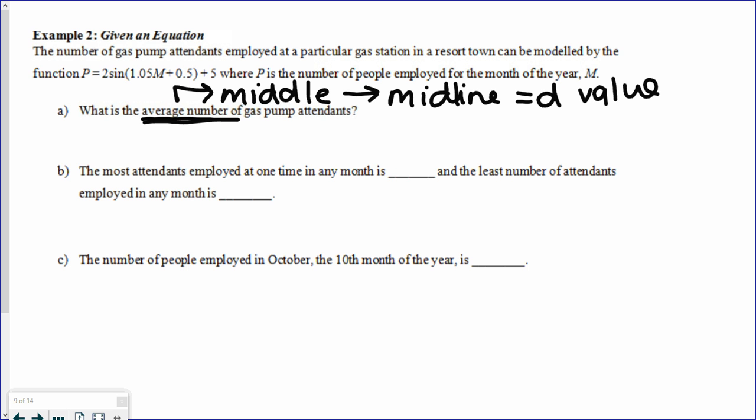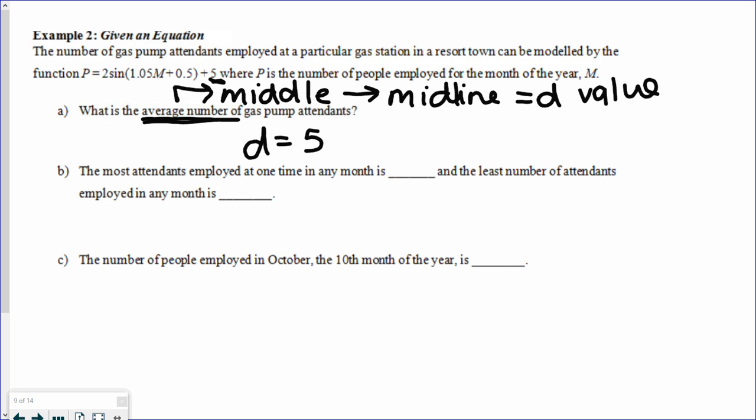So if we look up at our equation, our D value is equal to 5. So D equals 5. On average, over the course of the year, there's about 5 gas pump attendants working at the particular gas station. The most attendants employed at one time in any month is about blank, and the least number employed in any month is about blank.